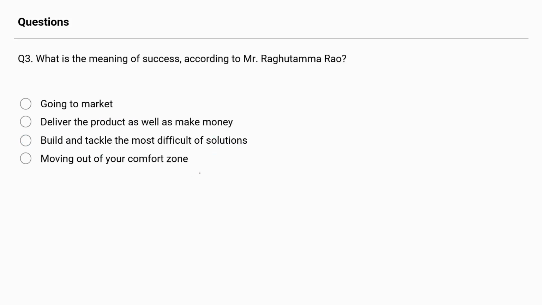Let's proceed with our question number 3. What is the meaning of success according to Mr. Raghuttam Roy? Now, Mr. Raghuttam Roy is from the GTC. All right. Option A, going to the market, delivering the product as well as make money, build and tackle the most difficult of solutions, and moving out of your comfort zone. So let's name it A, B, C, and D.